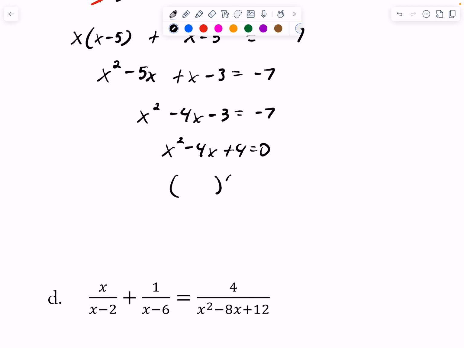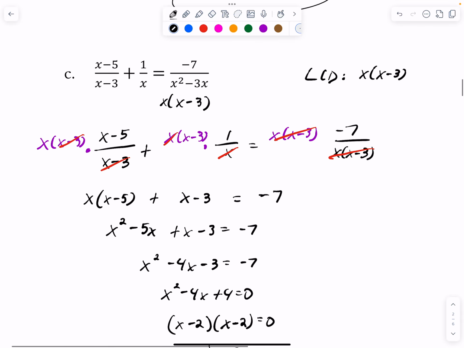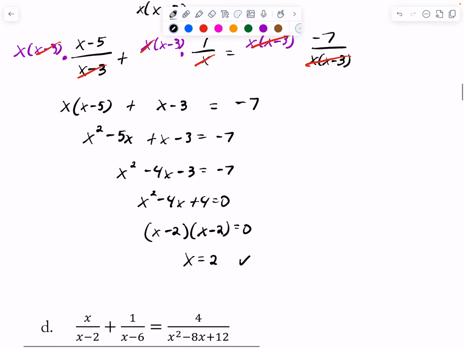I need factors of 4 that add to negative 4. So x minus 2, they're the same. This is a perfect square trinomial. All right. And so I just need one of these as x equals 2. Again, before I move on, check back with the original. Would 2 make any of those denominators become 0? No, the first one would become -1. Second one would just be 2. And the last one would become 2 minus 3 is -1 times 2 is going to be -2. So not 0. So that is okay.